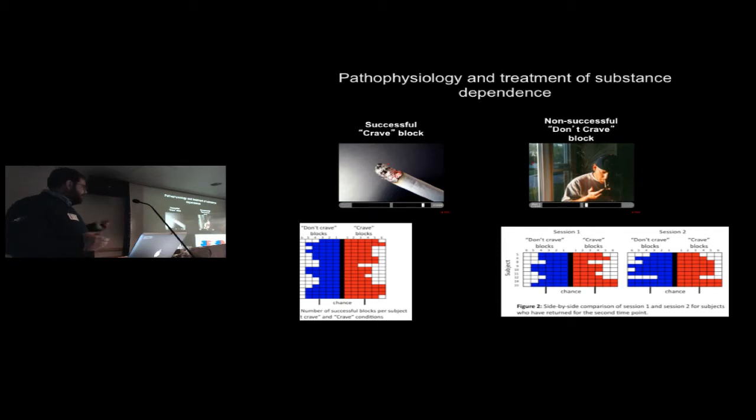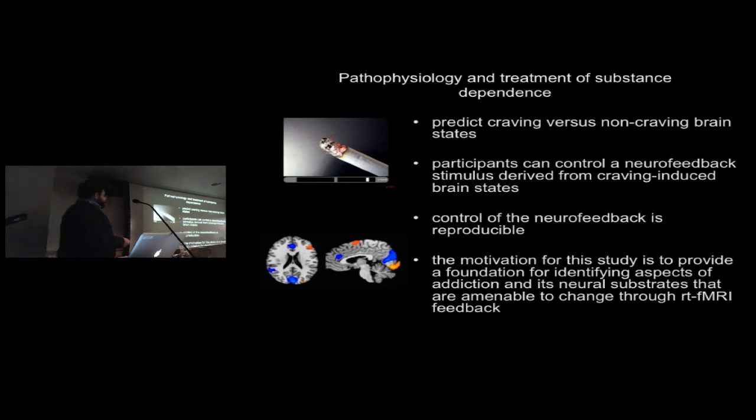But the main point is that we've been doing this task and going through the same motions. Some of the conclusions are that it does indeed seem that we can predict craving versus non-craving, and that these participants can control a neurofeedback stimulus derived from these craving-induced states. We've brought people back on multiple sessions, and if you tend to be able to move the slider bar around well the first time you come in, we also find that people do well the second time. If they don't do well the first time, they usually don't do well the second time either. So we're not getting for free any boost in performance by having people do this more than once. But at the same time, what we're getting is pretty reproducible within subject.